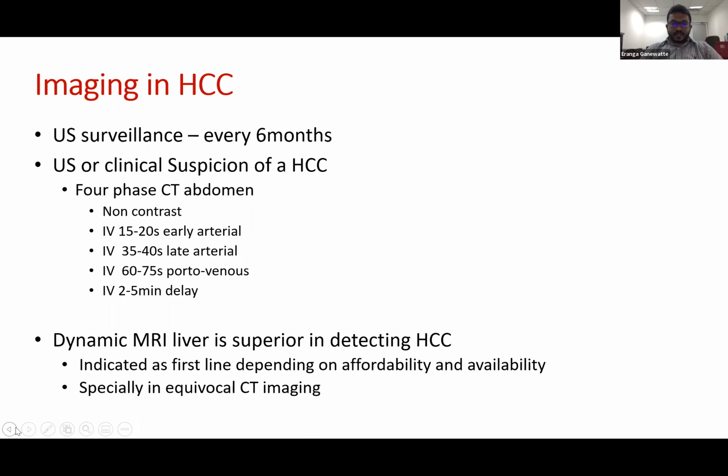But of course, if the findings are equivocal, but the clinical suspicion is high to have HCC, then the patient will end up doing a dynamic MRI liver, which is much superior at detecting HCC than a CT. Because again, for the same facts that I mentioned earlier, the spatial resolution and the so much of sequences available at hand in dynamic MRI rather than these enhancement phases. So it will be the same as the enhancement pattern, but you have added T1, T2, and these diffusion restriction images as well to come to a diagnosis and detect lesions.